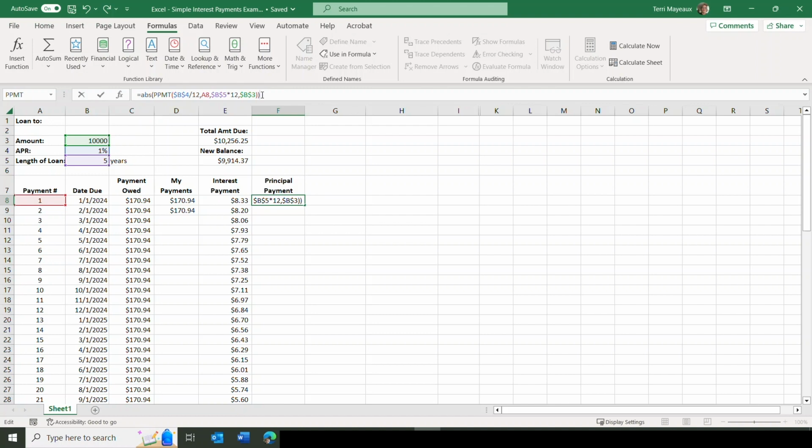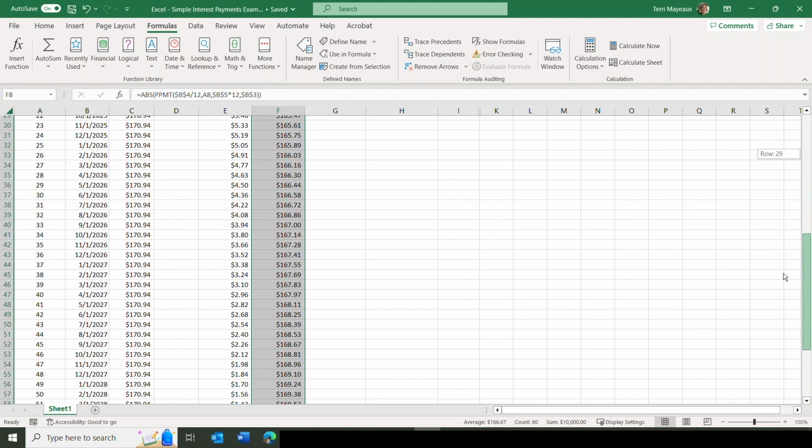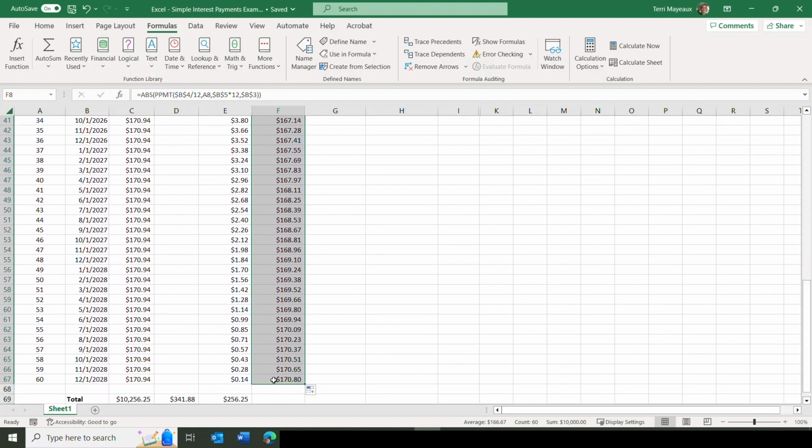And because I have two left parentheses, I need to have two right parentheses as well. So on the very end, I'll add a right parenthesis, and I'm going to click on the check mark, and it says, well, my principal payment is $162.60. So it's kind of interesting how your payments are split out. Well, I'm going to just double click on the fill handle here. So it fills all the way down, and you can see that I started $162.60, but as I scroll down to that very last payment, I'm paying $170.80. So I'm making most of my payment toward the principal, that very last payment.